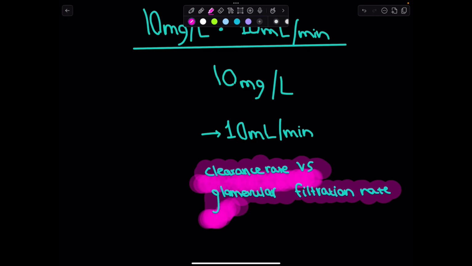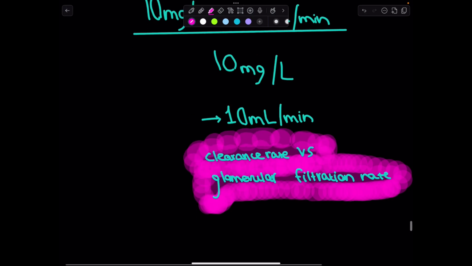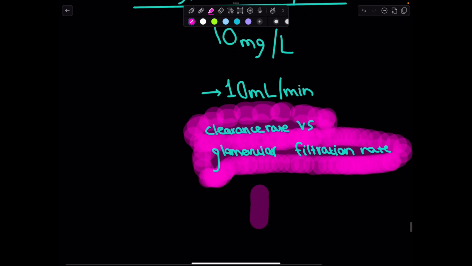In a sentence, what's the difference? Clearance rate measures the volume of plasma cleared of a substance per minute, including filtration, secretion, and reabsorption, while GFR measures only the volume filtered through the glomeruli per minute. Want to dive deeper or quiz? Okay. I don't understand the difference yet.